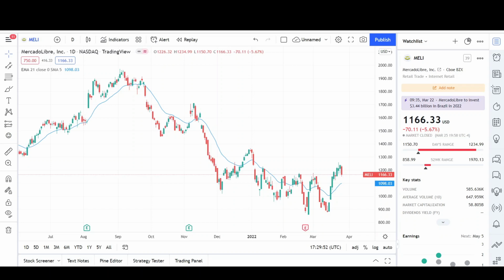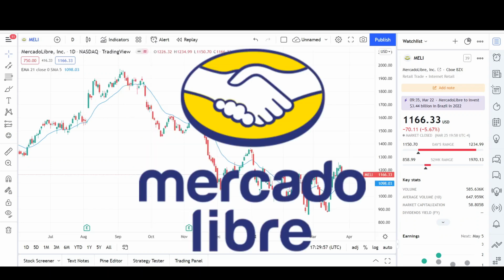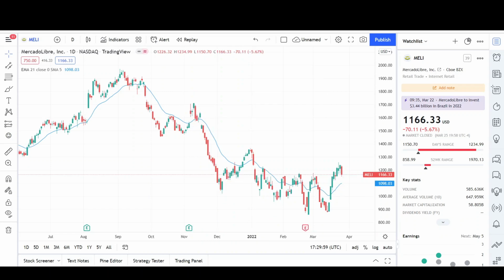What's up traders, this is Vee Trades and today I'll be doing a technical analysis breakdown for MERCADOLIBRE with the ticker symbol MELI.